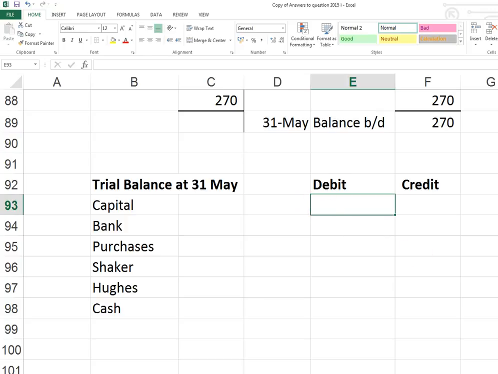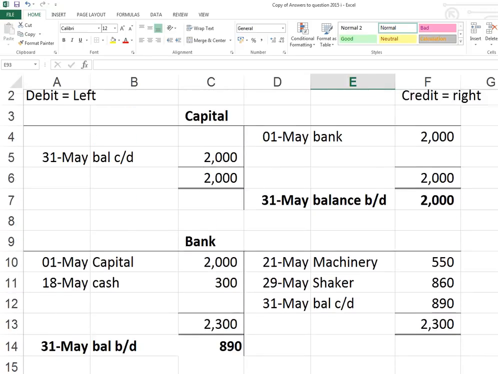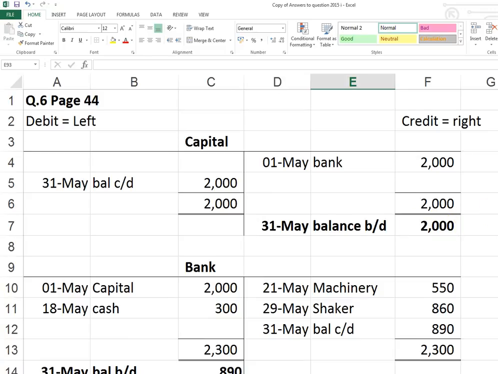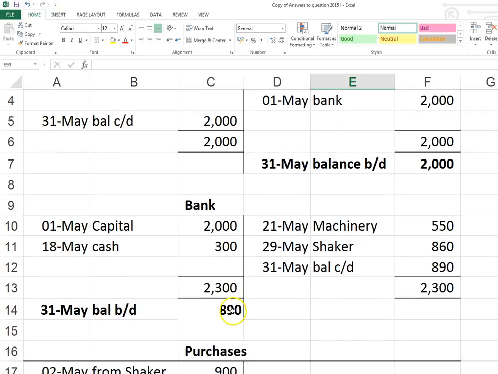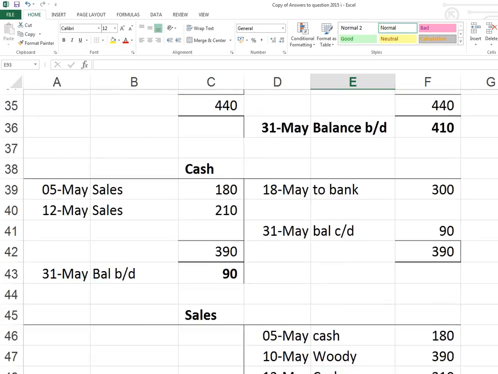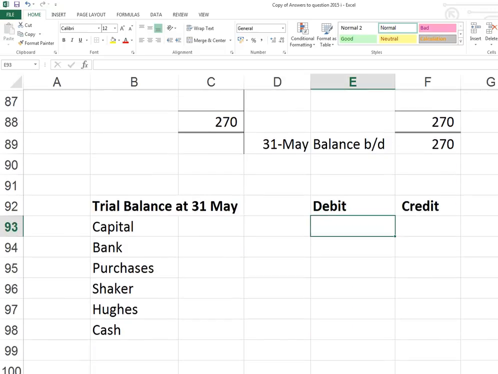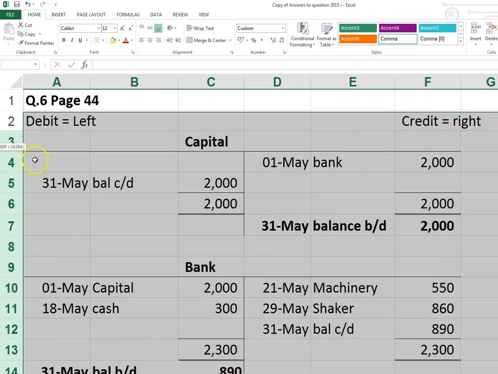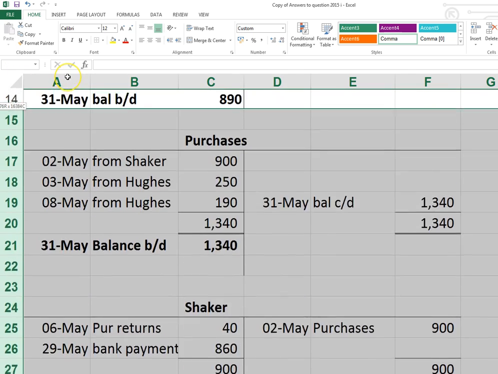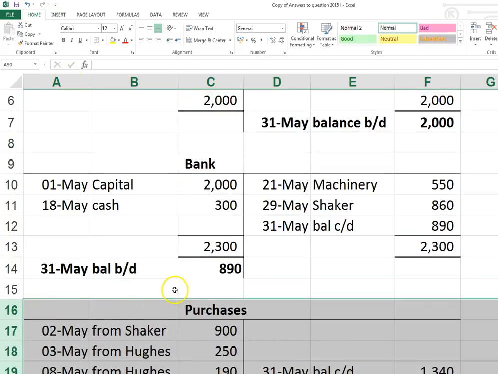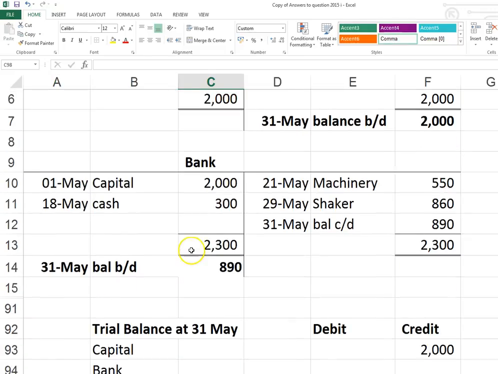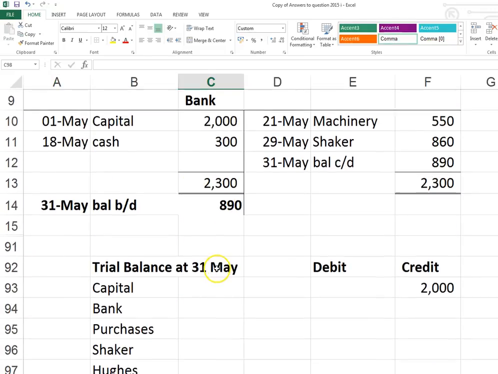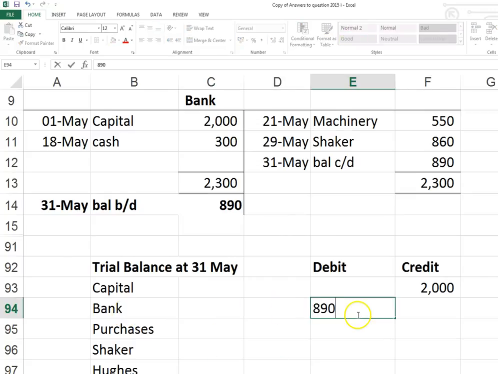So I come up to capital, 2,000 on the credit is the balance brought down. Bank 890 debit, so we ignore the total, but I should do one at a time, I suppose. Capital is 2,000 on the credit side. Okay, let's hide some of these as we go. Bank is 890 on the debit side. So we just say, okay, 890 here into bank.